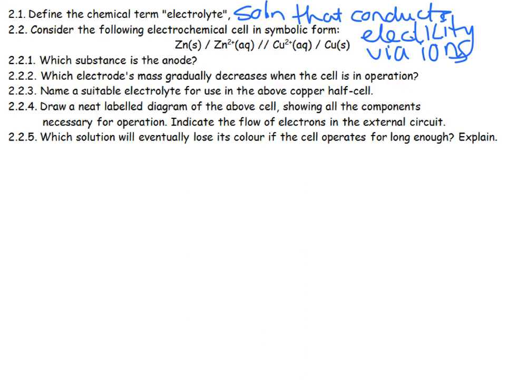Consider the following electrochemical cell. The cell notation has been given to you there. What substance is at the anode? The one that undergoes oxidation is at the anode, and that's the cathode. So it's zinc, and Zn2+ is at the anode.